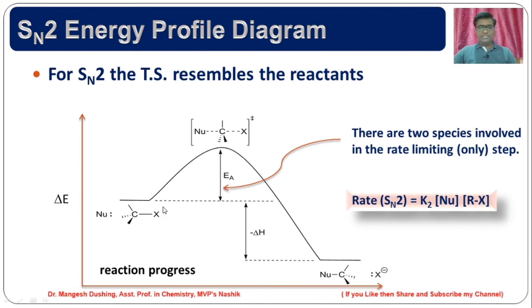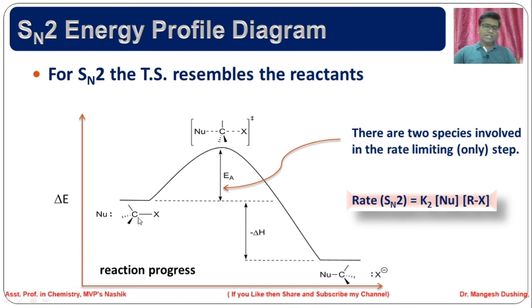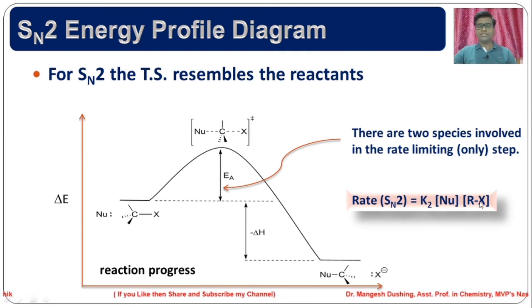At this stage there is an involvement of these two species, the nucleophile as well as methyl bromide, or you can say alkyl halide. That is why the rate of reaction depends upon the concentration of nucleophile as well as the concentration of alkyl halide. That is why this reaction is called an SN2 reaction, nucleophilic substitution bimolecular reaction, and this k2 is called the second order rate constant.